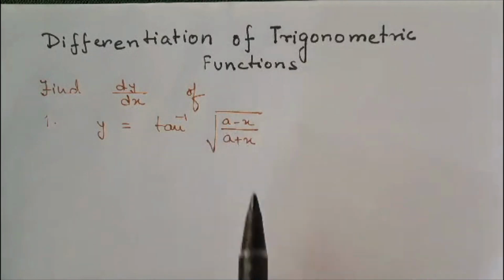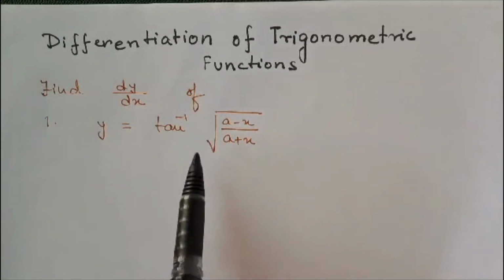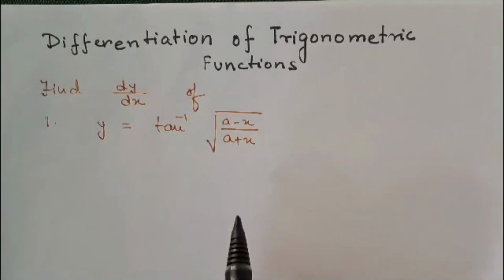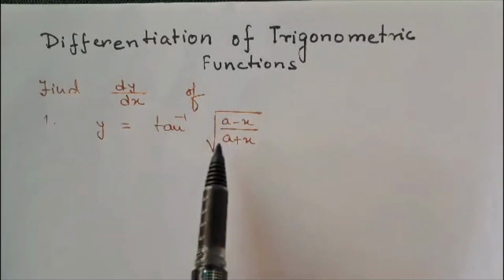Now the first sum is given as y equal to tan inverse of square root of a minus x by a plus x. Now here if you directly differentiate this tan inverse, then the sum becomes quite longer and difficult to find out the simplified value. So what we do is, first we do a substitution to simplify this function.